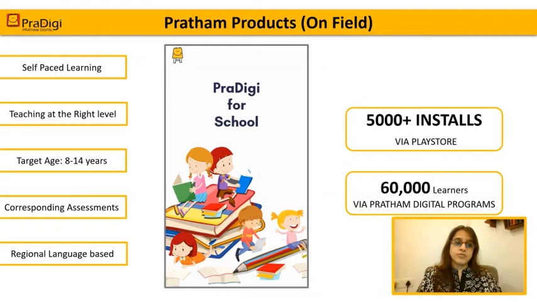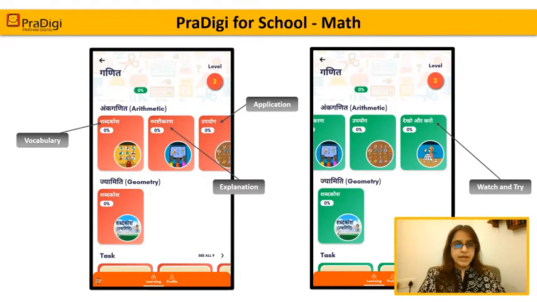Pratham digital programs. The app currently caters to 4 subjects. Each subject has levels which are loosely based on school grades. However, children progress through these levels at their own pace, independent of what grade they are or were at school. The math section currently has 4 levels with work on level 5 in progress.